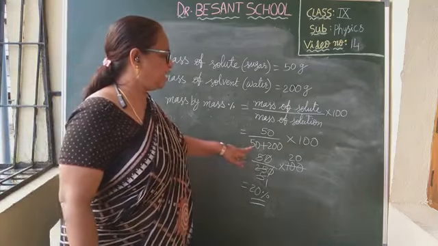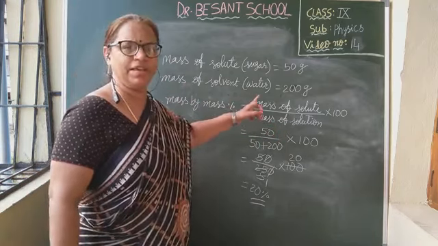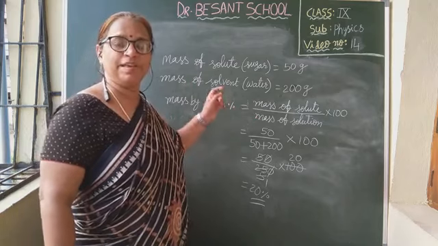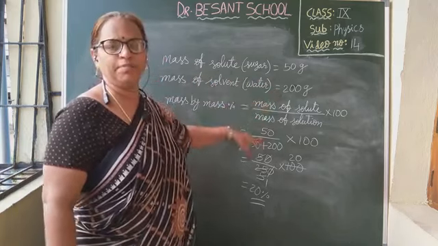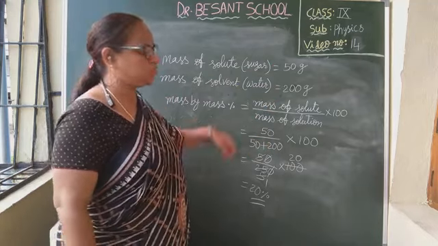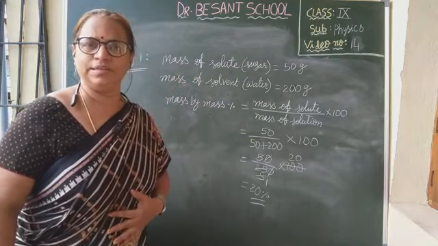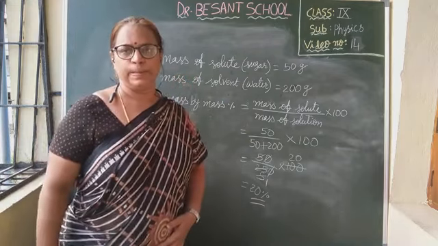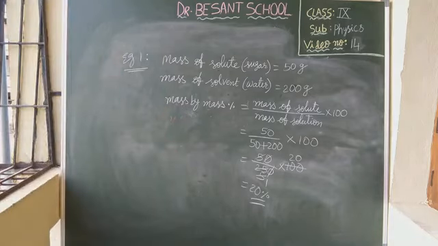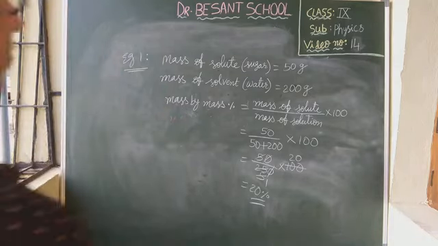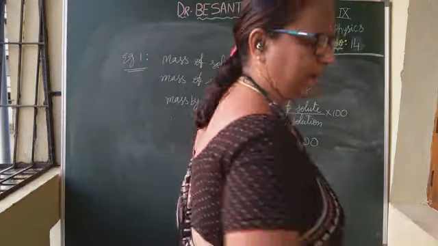See, here you should be careful. Sometimes in the question he will directly give mass of solution. Sometimes he will give mass of solvent. If solvent is given, you should add both to get mass of solution. If mass of solution is given directly, you can directly write it here without adding. Okay children, please note down the problem. Okay children, I hope you all understood this.